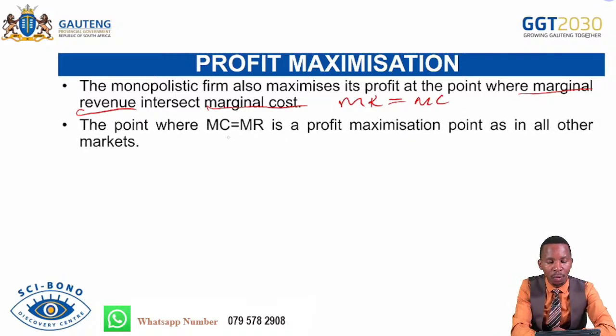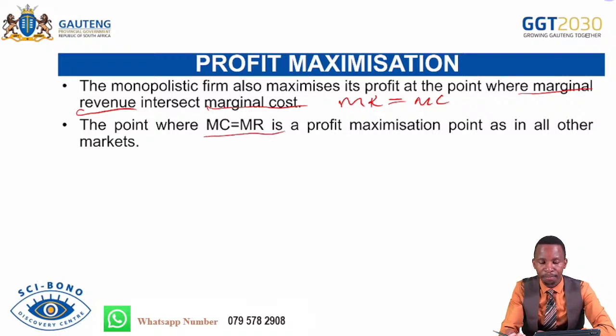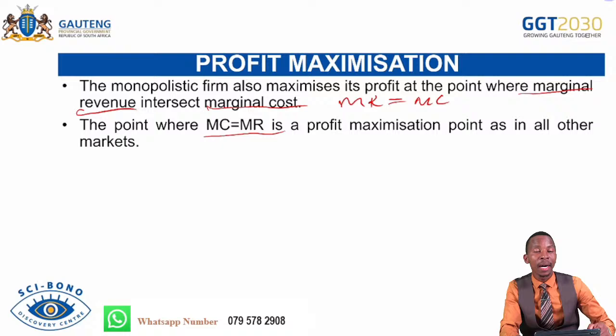The point where MR equals MC is known as the profit maximization point in all other markets. Like we discussed in perfect competition, it was the same point. Under imperfect monopoly, the same point; oligopoly, the same point. Also under monopolistic competition, we still maximize profit where MR intersects MC.